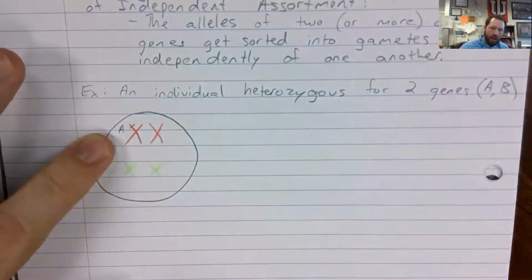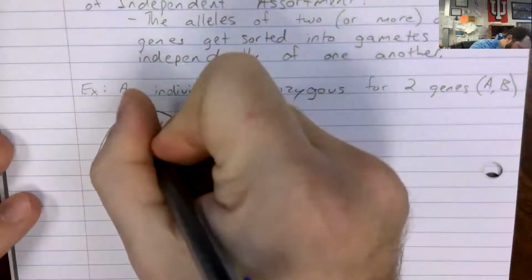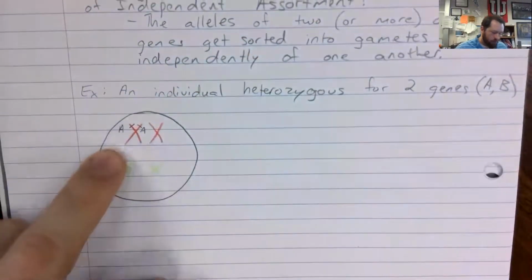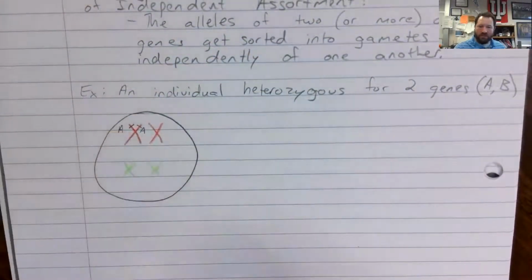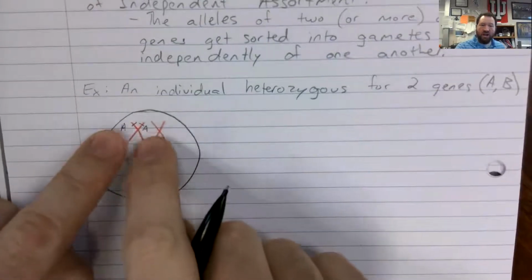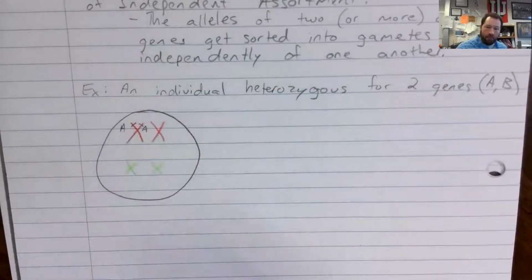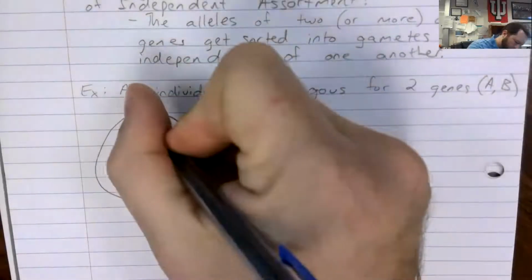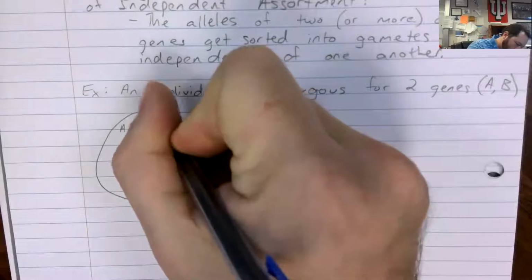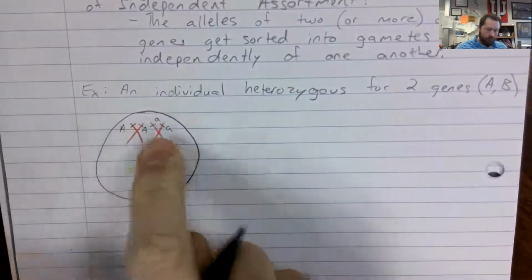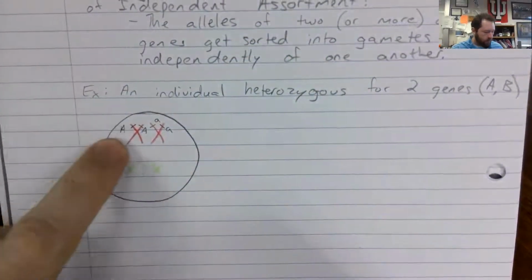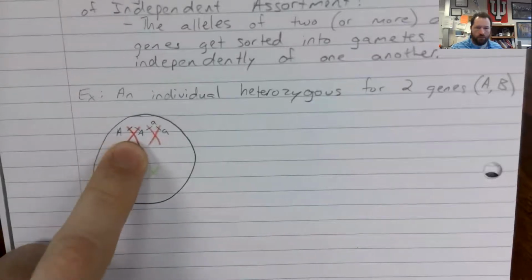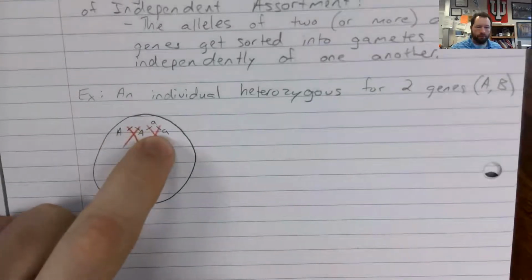So that means they have big A. Now this one over here is also going to be big A. That is an exact copy. Remember, that's the idea. We have two sides of the X. They're both going to be big A because those are exact copies. But the homologous pair over here, the homologous chromosome, is going to be little a. So for gene A, this individual is heterozygous, one big, one little.